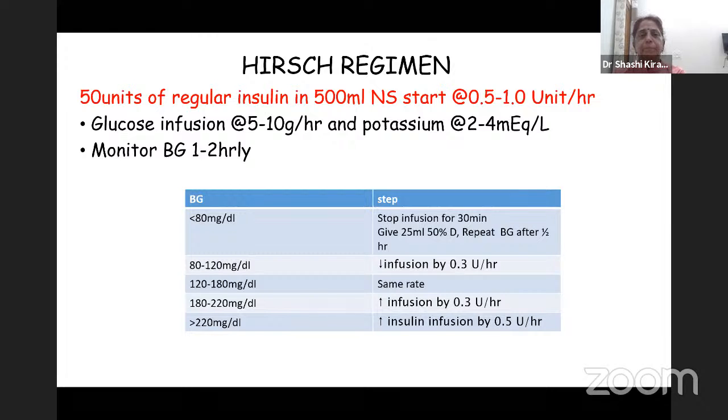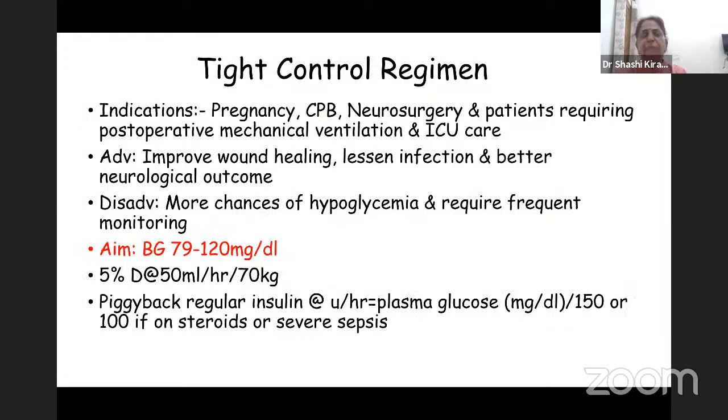Then Hirsch regime. Tight control regime. I would like to comment on tight control regime. It is indicated if the patient is pregnant, cardiac surgery, neurosurgery, and critically ill patients who require mechanical ventilation. The advantage of tight control is that it improves wound healing, decreases infection, and neurological outcome is better. Disadvantages: there are more chances of hypoglycemia and it requires frequent monitoring. So the aim is to maintain blood sugar in between 80 to 120 milligram %.